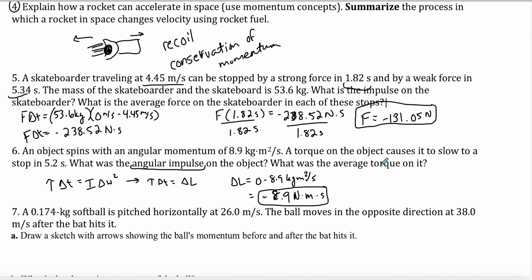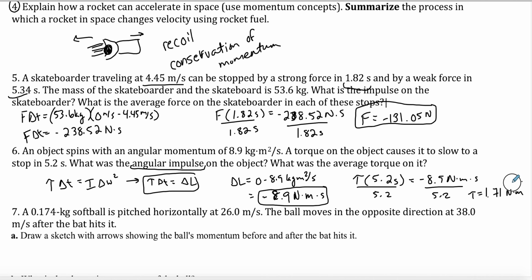And then we want the average torque on the object. So now we're going to be using this whole thing here. Okay, so it's torque times the time that we're given, 5.2 seconds, is equal to negative 8.9 Newton meter seconds. Divide both sides by 5.2, and we'll get what we're looking for. 1.711. So our torque is equal to 1.71 Newton meters.